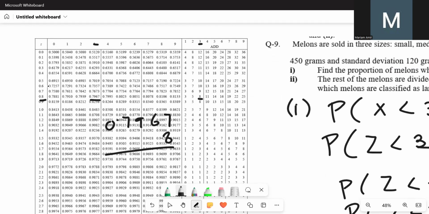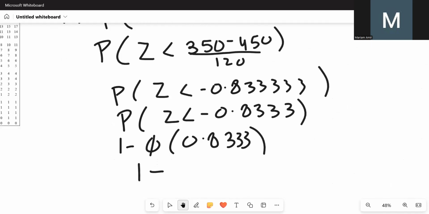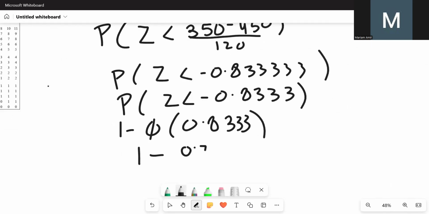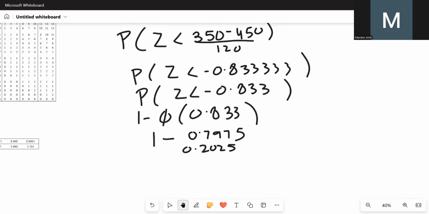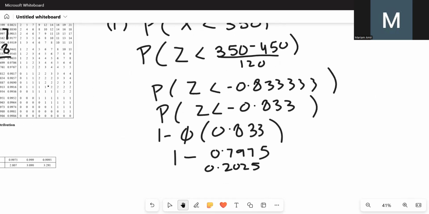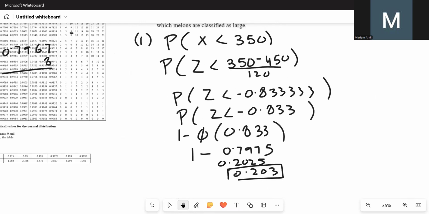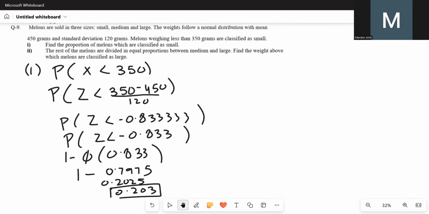So 0.7967 plus 0.0008, which gives us 0.7975. Okay, I'm sorry, in 3 dp, it's going to be 0.833. So 1 minus the answer is 0.2025. And since all these probabilities are estimated, we'll round off our final answer to three significant figures, which becomes 0.203. So this is the proportion of melons classified as small.